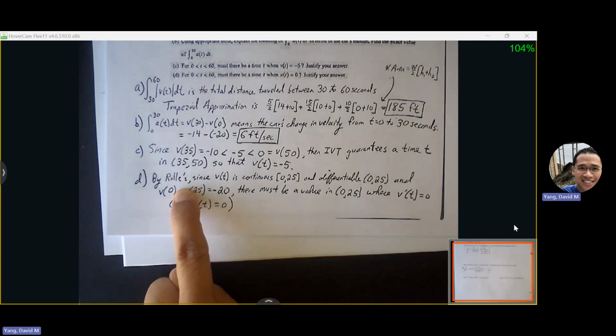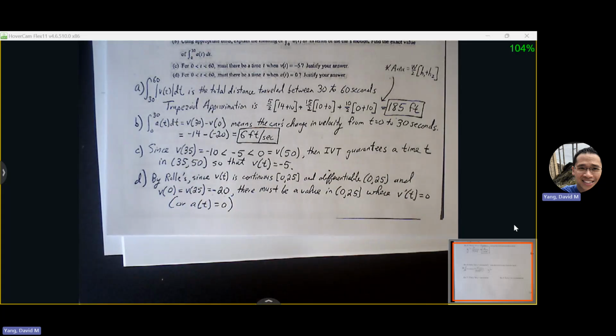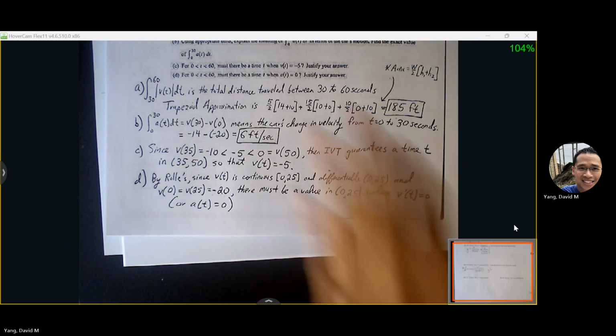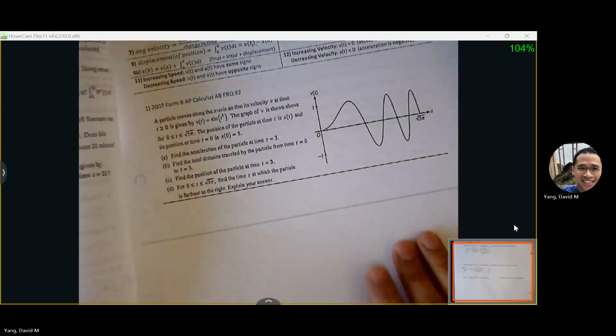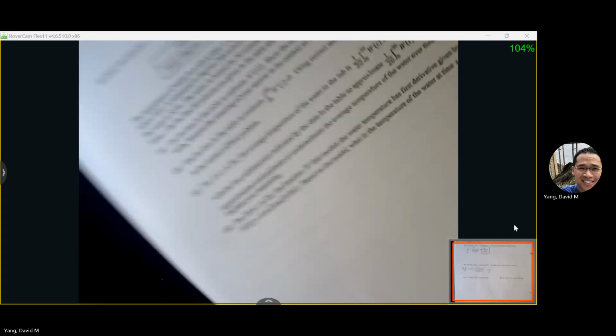So we can say mean value theorem or Rolle's theorem. Either is fine. I'm going to say Rolle's theorem because it's more specific. Rolle's theorem: since velocity is continuous on the closed interval and differentiable on the open interval, and v of 0 and v of 25 show me the same velocity, there must be a value on that time interval where v prime is equal to 0. Or in other words, where acceleration is equal to 0. Okay, page 2.